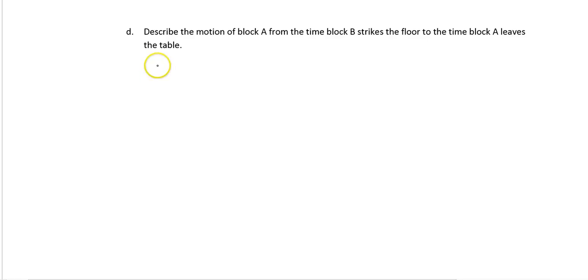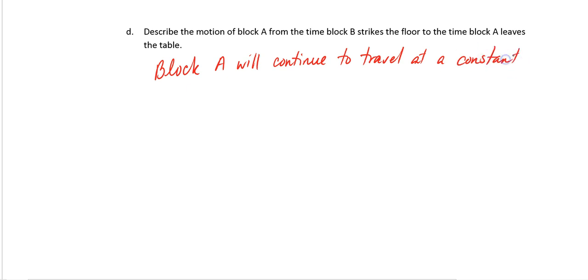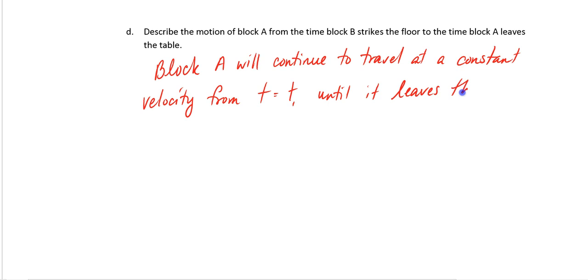So block A will continue to travel at a constant velocity from t equals t1 when B hits the ground until it leaves the table. Now it doesn't ask this, so I wouldn't say this in this question, but a follow-up question could be describe the motion of block A after it leaves the table.